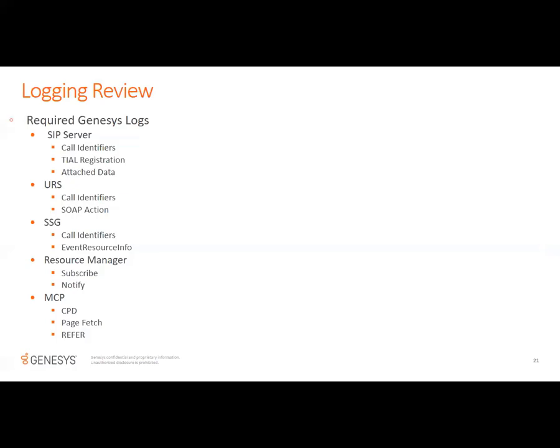So some Genesys required logs for SIP server. We have some specific call identifiers, tile registration events in the SIP server log, and specific attached data. For URS, similar, we have specific call identifiers and the SOAP action. That's where we see the get offer decision, and that tells us whether or not router is able to talk to Virtual Hold and pull back whether or not we're going to be offering Virtual Hold to that caller.